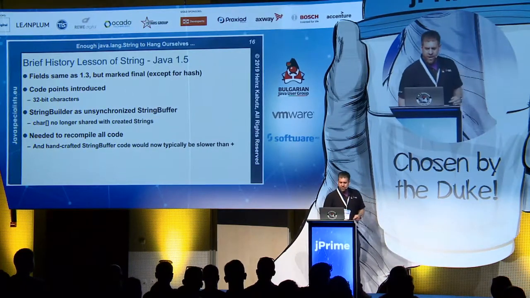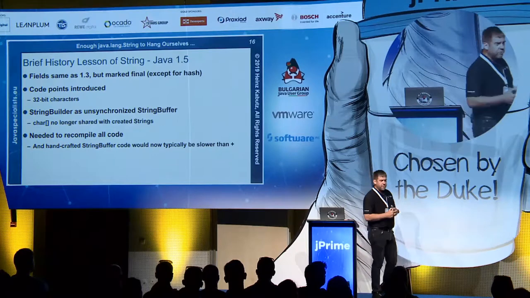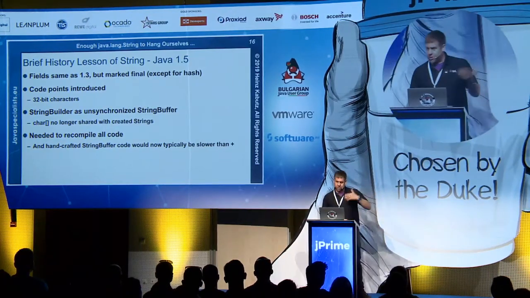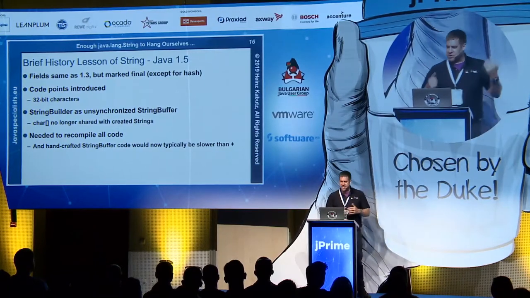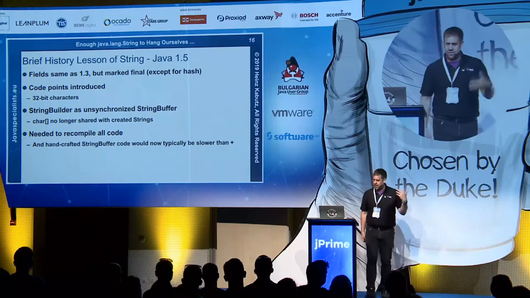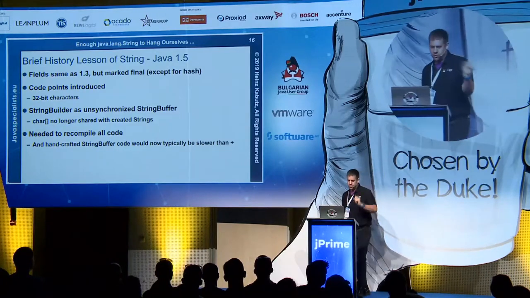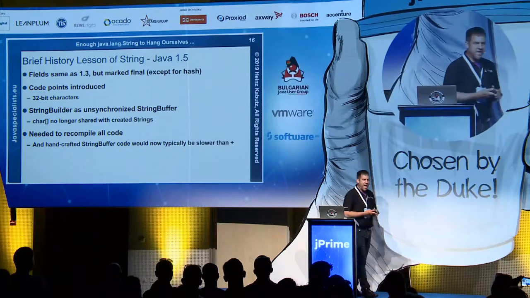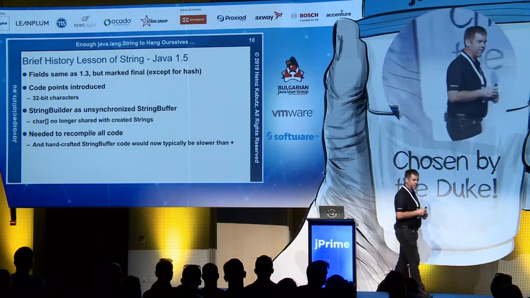Now, in Java 5, the fields remained the same as 1.3, but they marked them final, except, of course, hash couldn't be final, because we want to change it later on. They also introduced code points, which are 32-bit characters. It's two characters combined. And then StringBuilder was added as an unsynchronized StringBuffer.